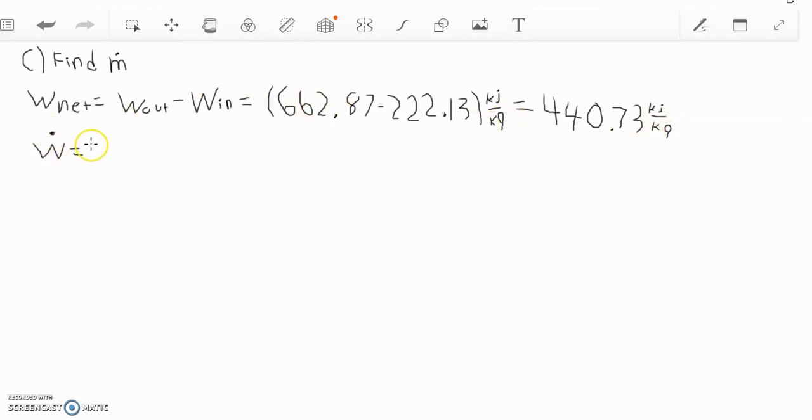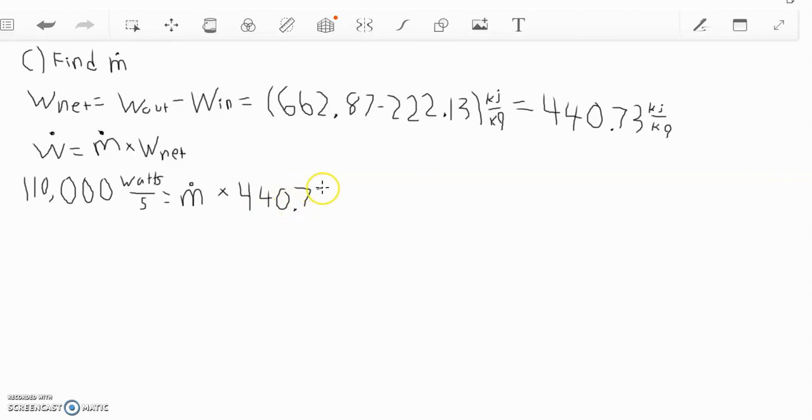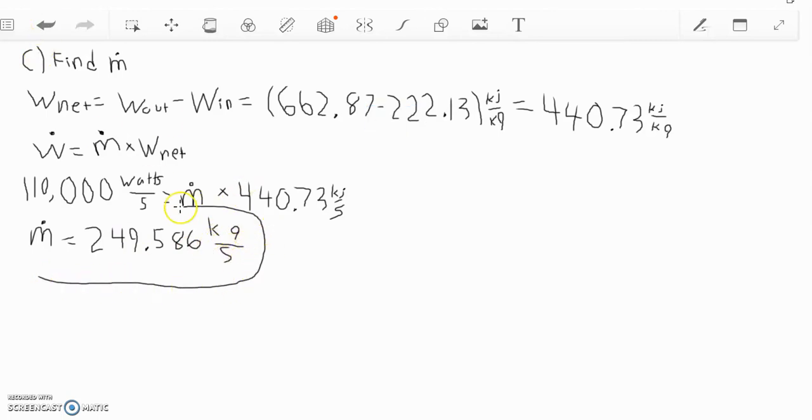So the work rate is equal to the mass flow rate times the work per kilogram. So we have 110,000 kilowatts equals the mass flow rate times 440.73 kilojoules per kilogram, our work. So then if we rearrange that, we get the mass flow rate is equal to 110,000 over 440.73, and finally you get a mass flow rate of 249.586.